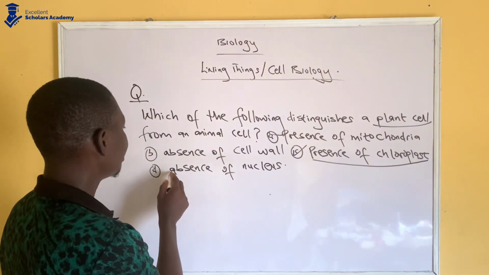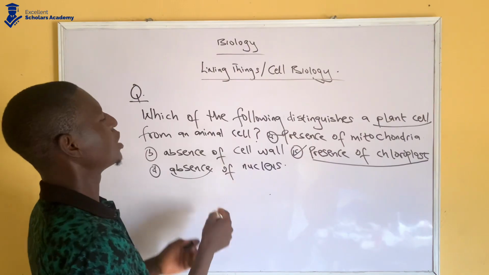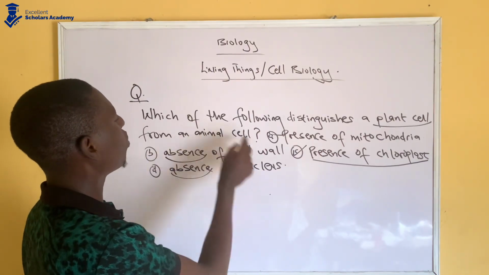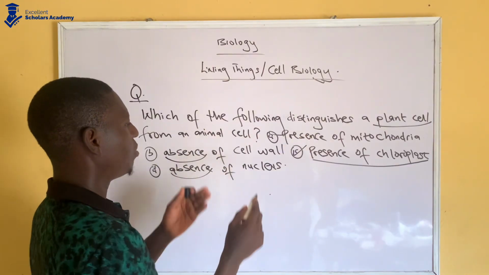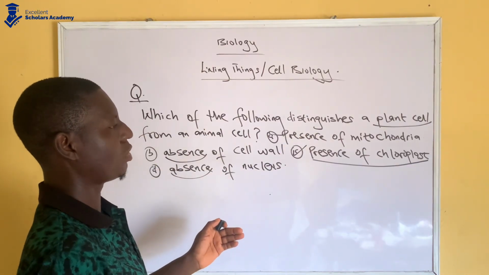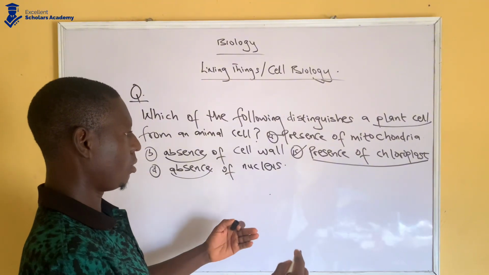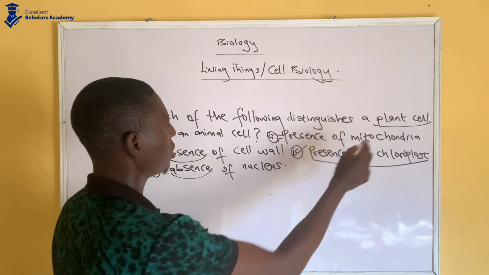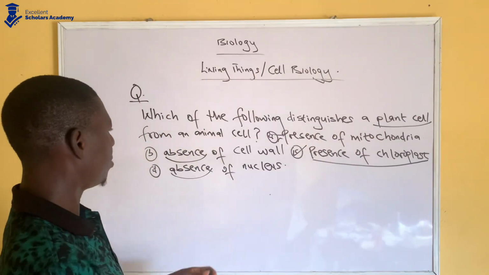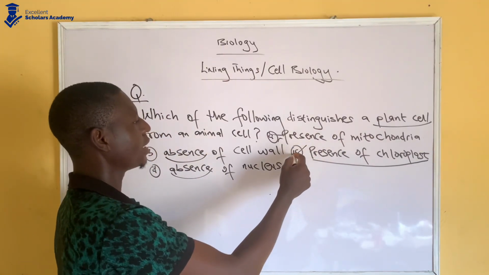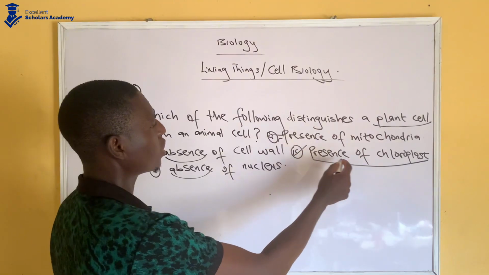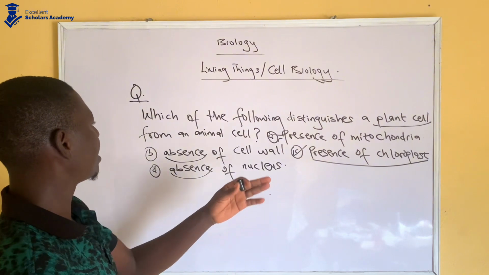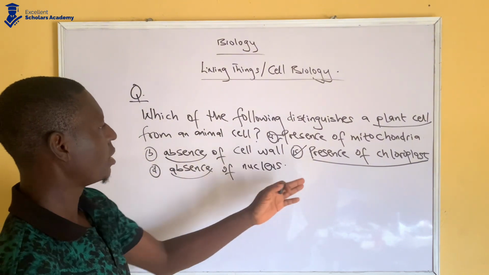Now look at it. The option absence of nucleus: there is a nucleus there. Absence of cell wall: there is a cell wall in the plant cell. The plant cell has a double layer. The first layer is the cell wall, which gives it its shape, rigidity, etc. Then presence of mitochondria is common to both of them. So this is the only one that is different: presence of chloroplast. This is found only in the plant cell. It's not found in the animal cell.